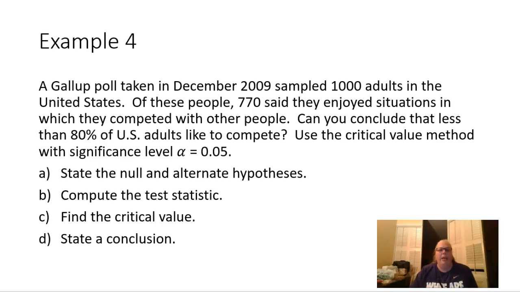All right, part A is asking us to state the null and the alternate hypotheses. And we can find that right here in this statement where it's asking us to conclude that less than 80% of the U.S. adults like to compete. That is our alternate hypothesis right there. And then we can get the null hypothesis based on what our alternate is here. So we're trying to figure out if the proportion of adults is actually less than 80%, which as a decimal is going to be 0.80.